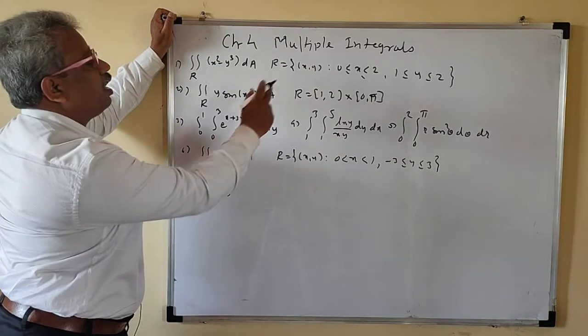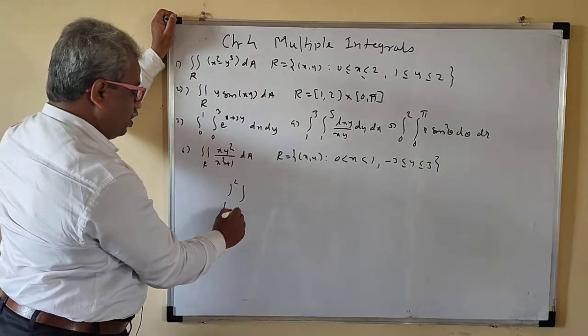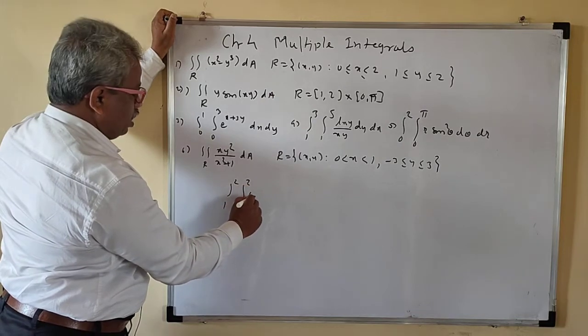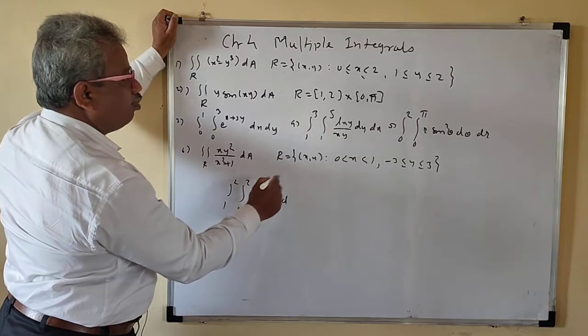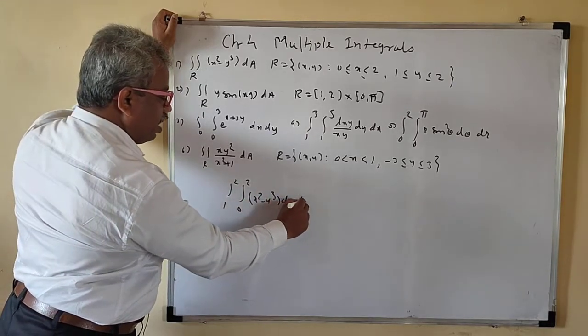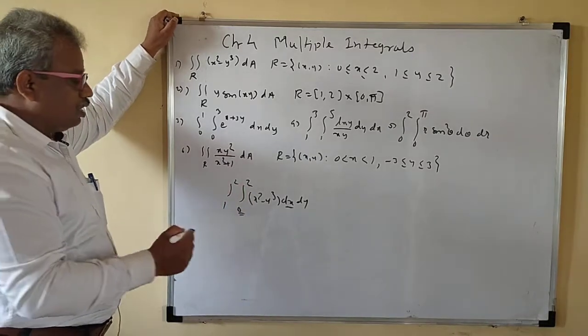Just write the limits of y, which is 1 to 2. What are the limits of x then? The limits of x are these. So the integrand is x squared minus y cube. Both are the limits, and this is dx dy. So this is dx now, and these are the limits of x. This is very important.